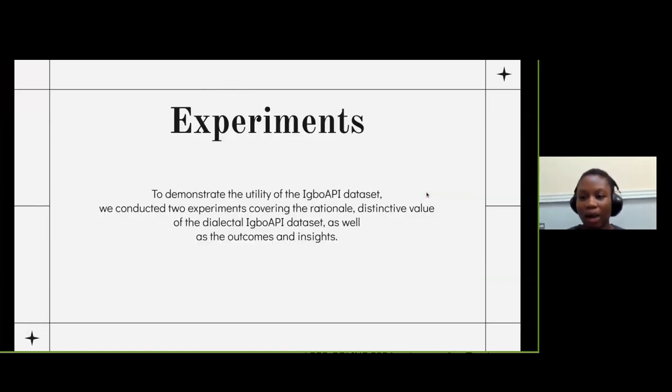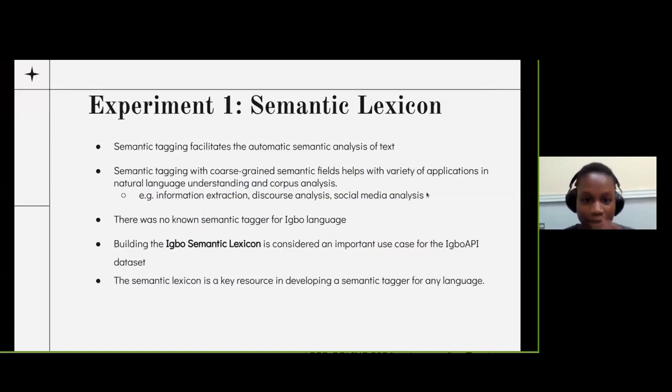After collecting our data set, we started conducting experiments. And the experiments we did were to demonstrate the distinctive value of this dialectal data set and how important it is. And you will get to see the outcome and the insights we got from there.